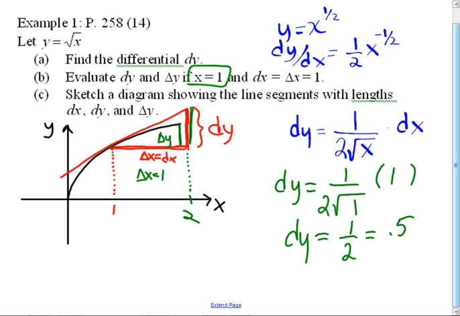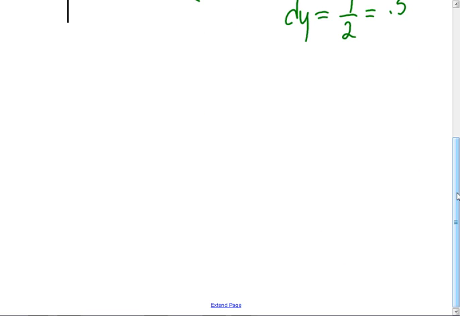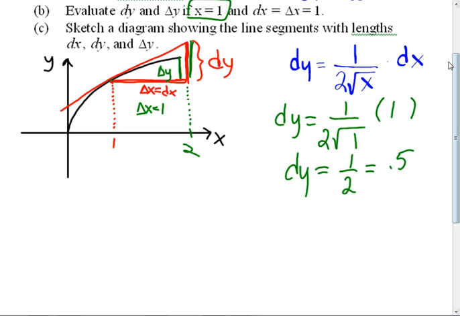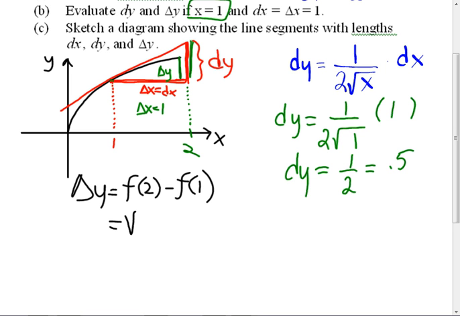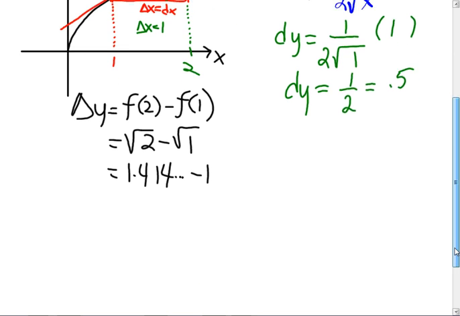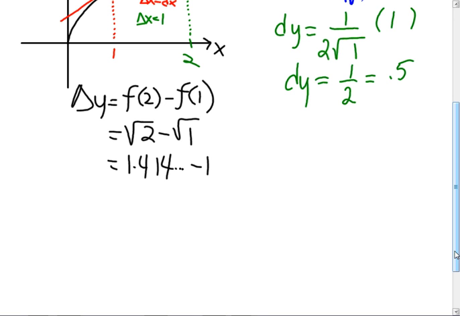Okay. And then I want to find what delta y is. What is delta y? Delta y is just the change in the y values. So delta y is equal to f of 2 minus f of 1. So that's the square root of 2 minus the square root of 1. Do you guys know what the square root of 2 is? 1.414, right? Minus 1. You'd have to use a calculator. This is how they did it without the calculator. Okay, what happens when I subtract it? I get 0.414. How does that compare to this?